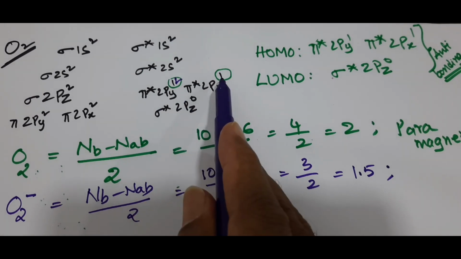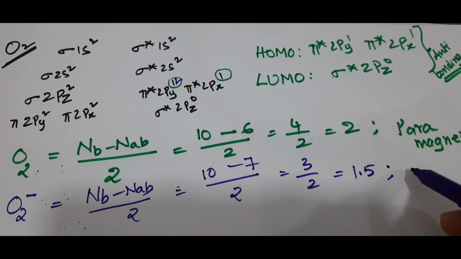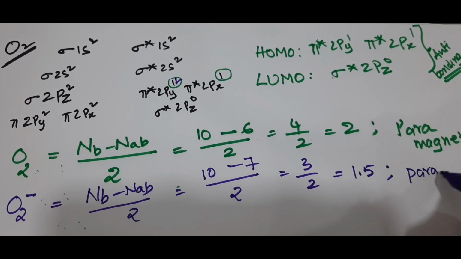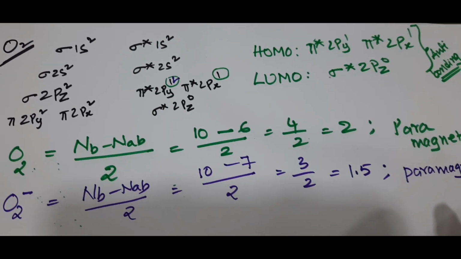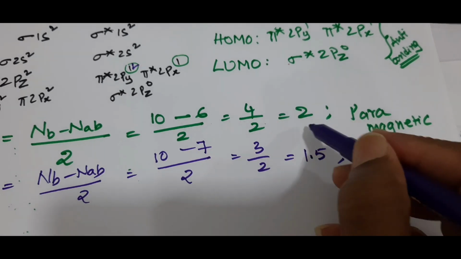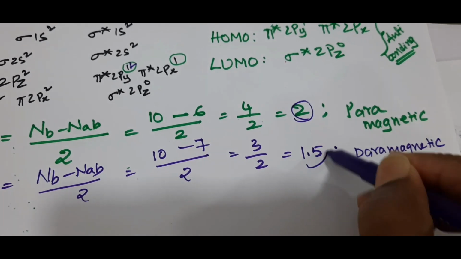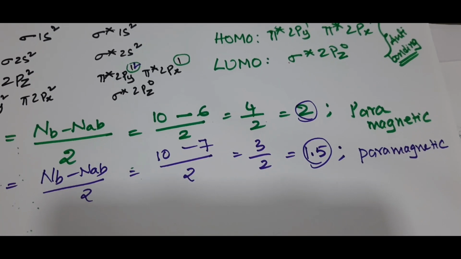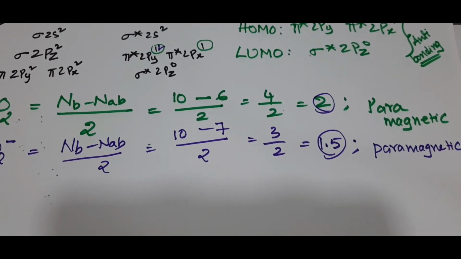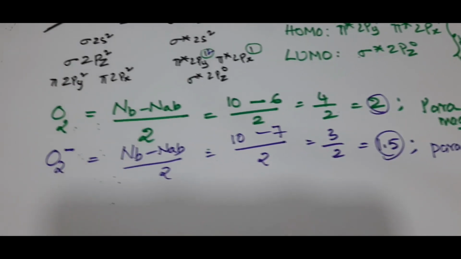Is it paired or unpaired? One unpaired electron is there, so it is paramagnetic. Paramagnetic nature will not change, but the bond order changes. Here it is 2, here it is 1.5. When the bond order decreases, bond length increases.